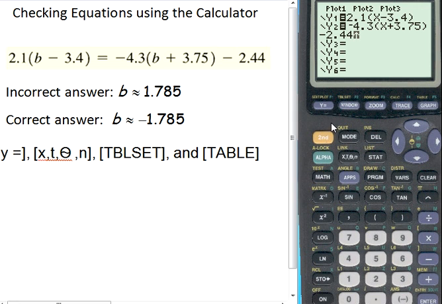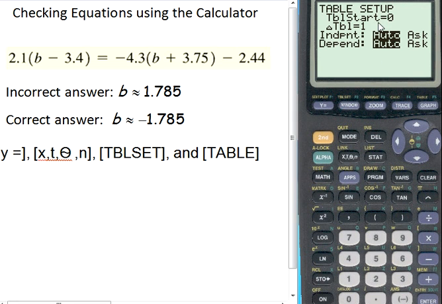So you would hit second first and then the window, and you get a screen that looks like this if you are using a calculator in the testing center where they've just been reset. And what we want is we want independent to be on ask. Independent refers to your x variable, and we want to be able to input the answer as an x value. And so we go over to where ask is and hit enter, and then it switches it from automatic to ask. There are some times when you would like it to be automatic, but most of the time we want it to be set on ask.